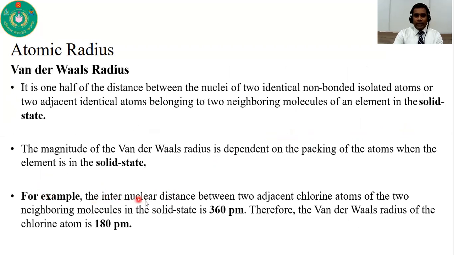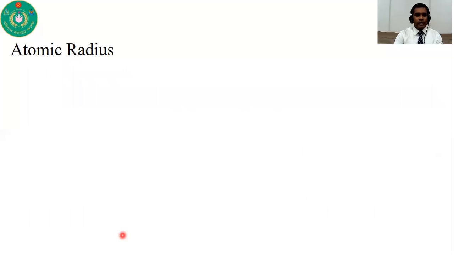For example, the internuclear distance between two adjacent chlorine atoms of two neighboring molecules in the solid state is 360 pm or picometer. So what will be the atomic radius of one atom? Yes, it is half of this 360 picometer, and that is 180 picometer. So we can say that the van der Waals radius of one chlorine atom is 180 picometer.